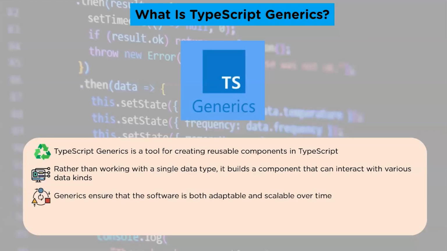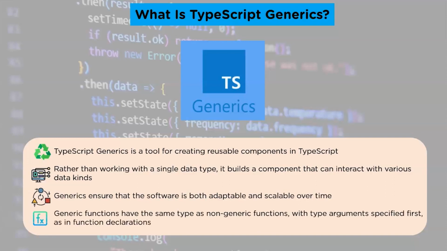Generics ensure that the software is both adaptable and scalable over time. Type safety is provided via generics without sacrificing performance or efficiency. The type variable in TypeScript is used to denote types and uses generics. Generic functions have the same type as non-generic functions, with type arguments specified first, as in function declarations.